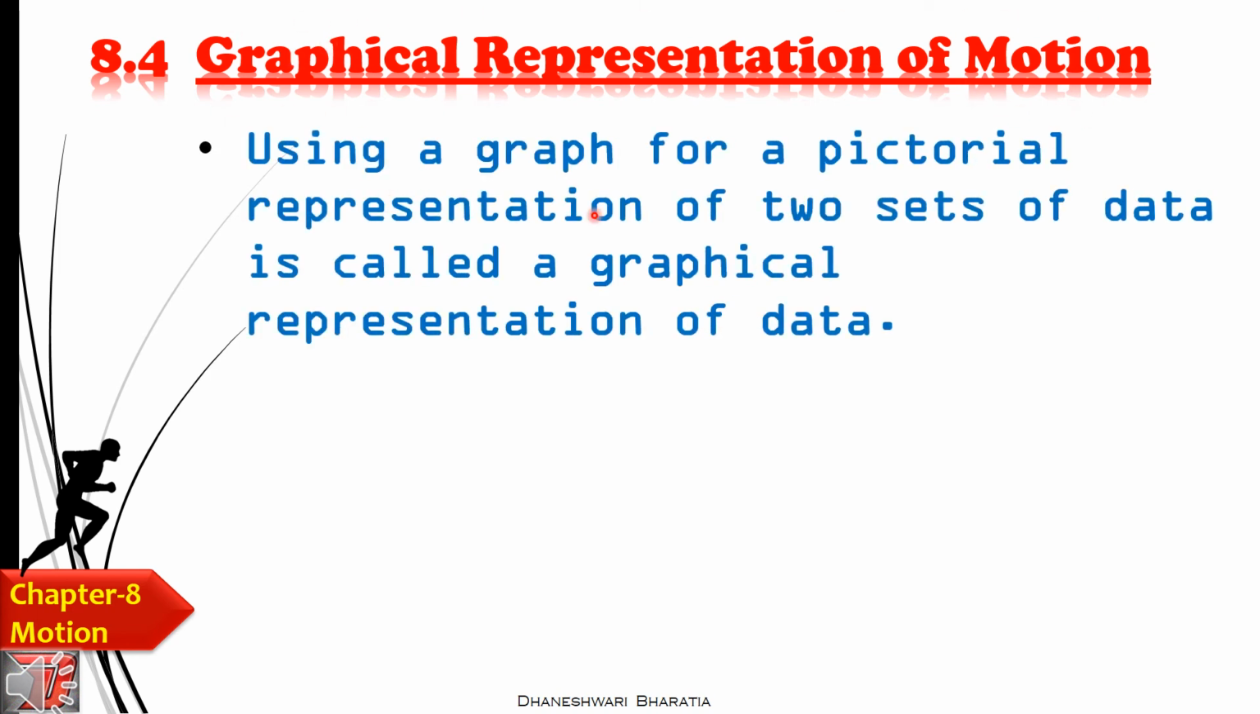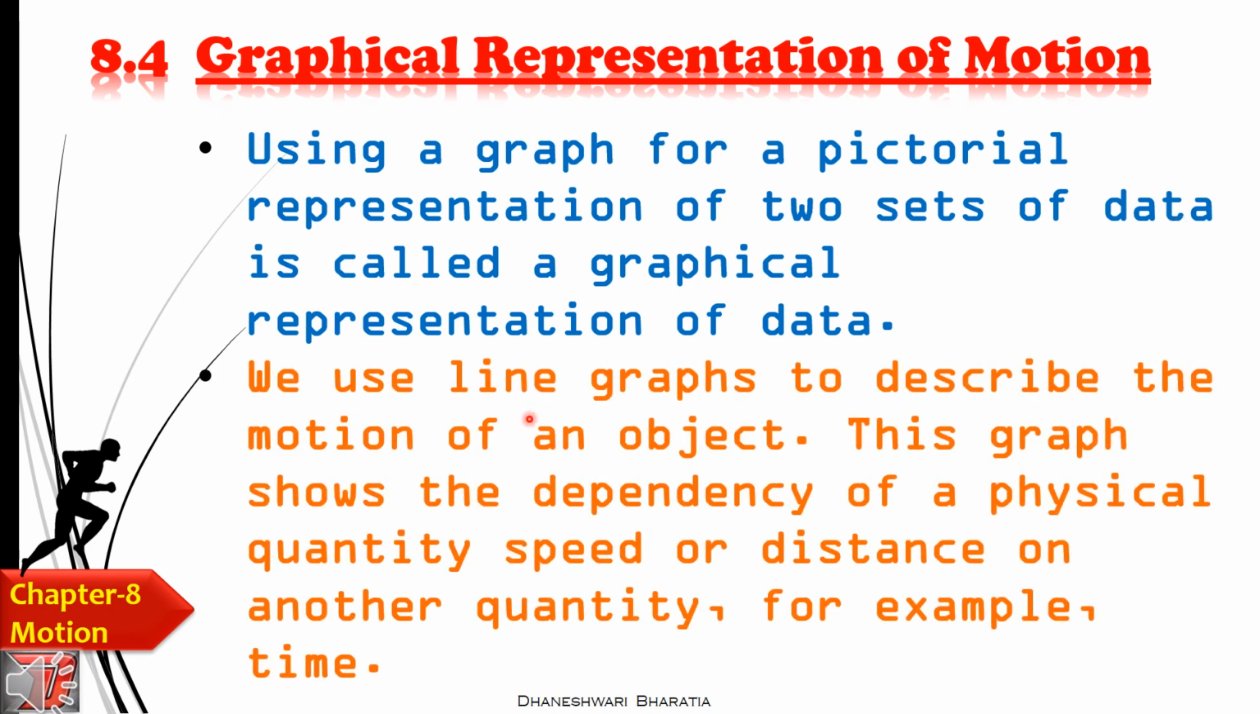When we use a graph for the pictorial representation of two sets of data, it is known as the graphical representation of data, and we always use a line graph to describe the motion of an object. This graph shows the dependency of a physical quantity, that is speed or distance, on another quantity, that is, for example, time. Fine.